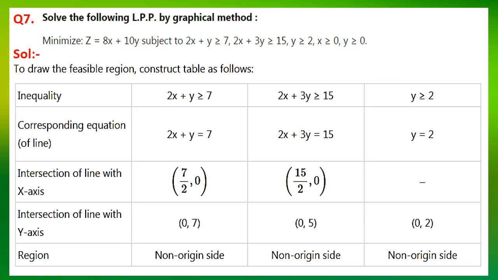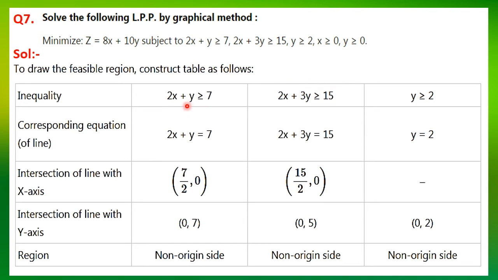Question number 7. Solve the following LPP using the graphical method. Minimize z = 8x + 10y subject to 2x + y ≥ 7, 2x + 3y ≥ 15, y ≥ 2, and the non-negativity conditions x ≥ 0, y ≥ 0.